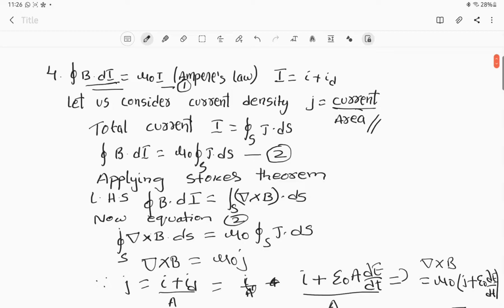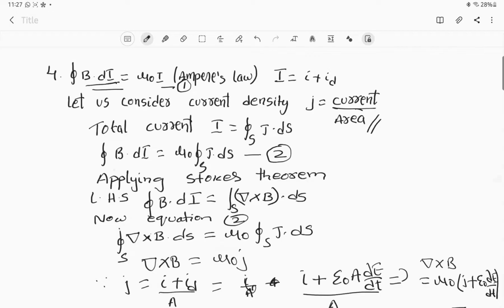So we started with our fourth Maxwell equation, the integration of B into dl, which is equal to mu naught I, that is Ampere's law. So Ampere's law can also be written as capital I is equal to small i plus Id. So let us consider the current density. The current density is given by J is equal to current by area, that is, current flowing per unit area is defined as current density. So the total current, how do I obtain it mathematically, that is capital I is equal to the surface integration of J into ds.